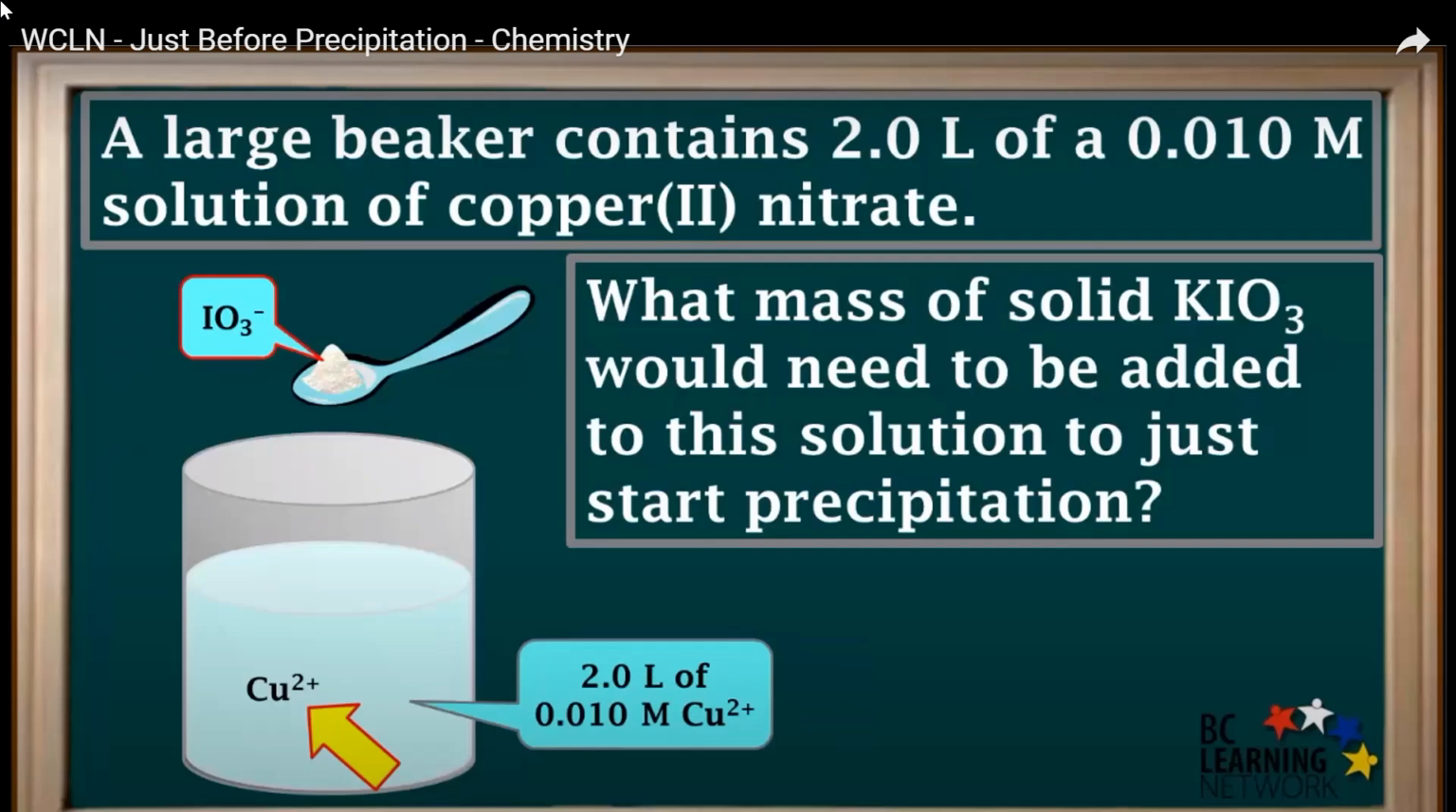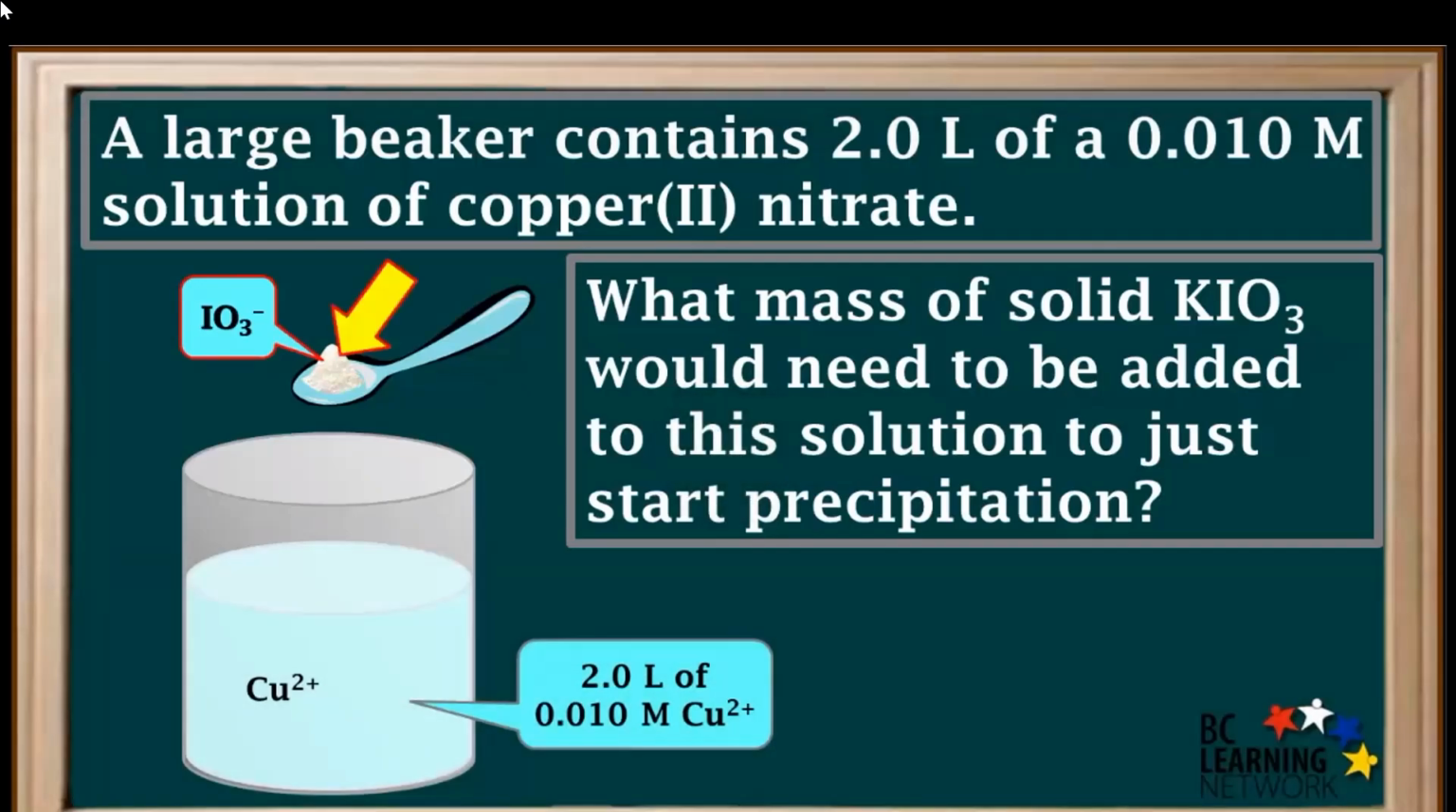So we know copper ion. We don't know how much iodate. Iodate is our unknown. When we add a small amount of solid KIO3 from the spoon, we're actually adding IO3-, or iodate ions, to the beaker.